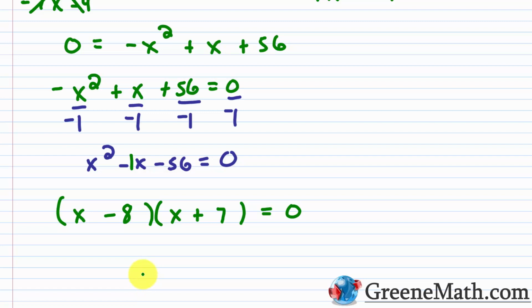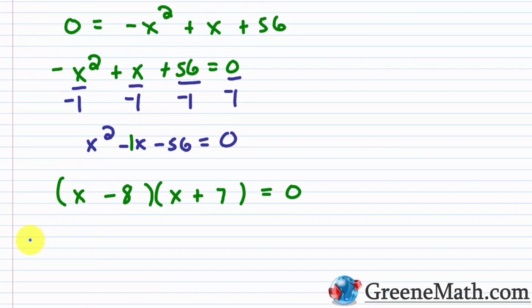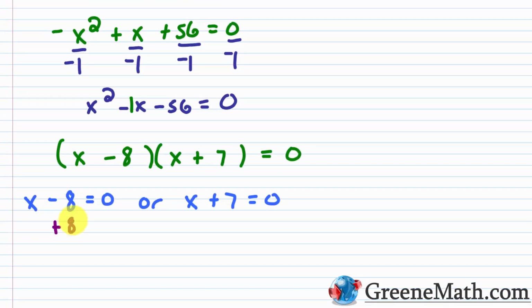Okay? So now I can solve this using my zero product property. So I would say that x minus 8 is equal to 0. Or x plus 7 is equal to 0. Very easy to solve these equations. For this one, I would just add 8 to both sides. And I would get x is equal to 8. For this one, I would subtract 7 away from each side. And I would get x is equal to negative 7.